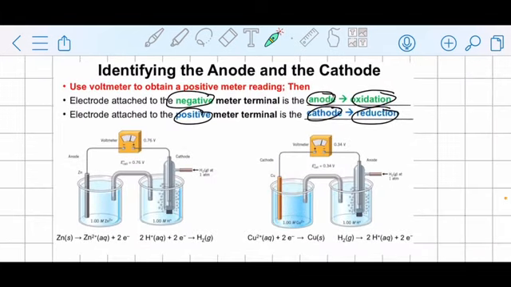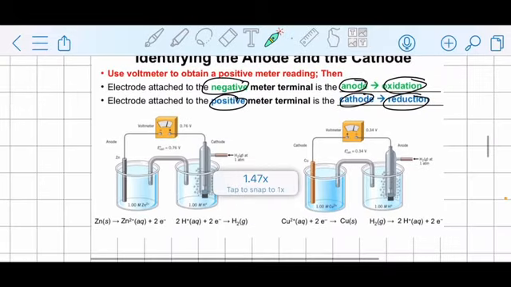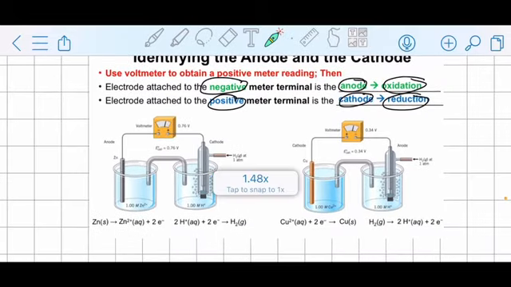We can use a voltmeter to obtain a positive meter reading. Attach the electrode to the negative meter terminal, which is the anode that goes through oxidation. Anodes are negative because they go through a loss of electrons, and they are initially negative to begin with. The electrode attached to the positive meter terminal is the cathode, and it goes through a reduction. Initially, it does not have many electrons because, as we can see here, the copper is aqueous and is not a metal yet, so it's positive in the beginning.